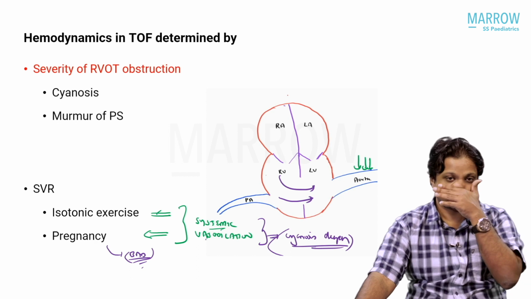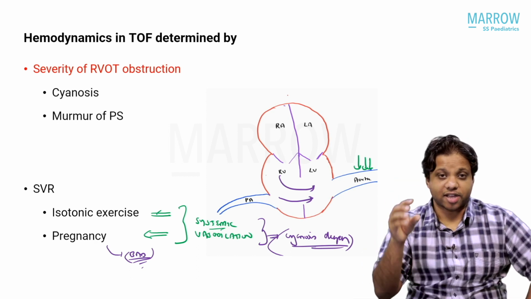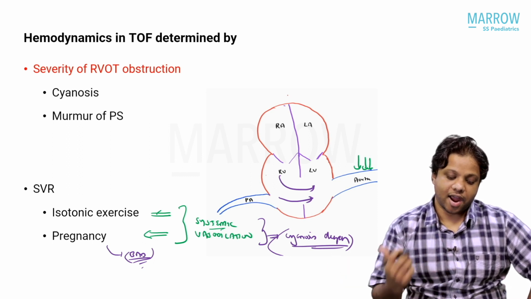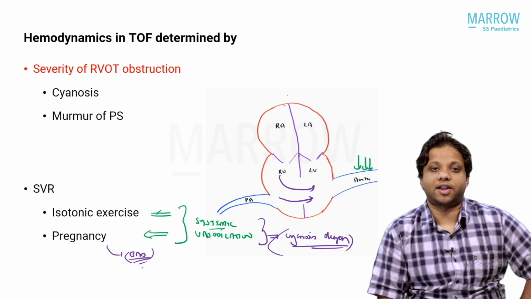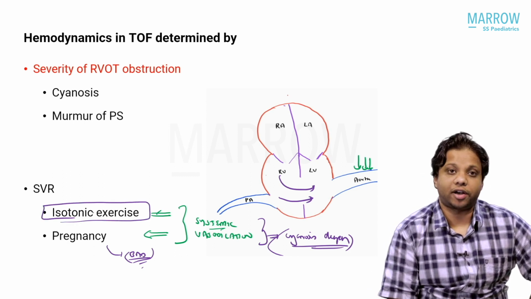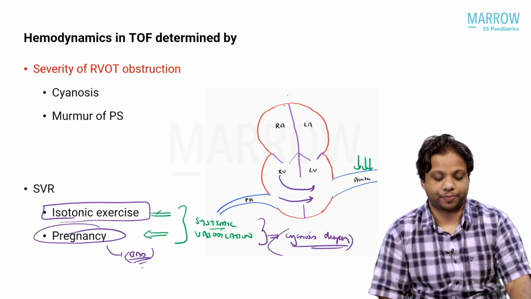So remember, whenever you have isotonic exercise or pregnancy, both cause systemic vasodilation. When systemic vasodilation occurs, aortic pressure falls, there is an increase in right to left shunt, increase in cyanosis, and as a result, you have hypoxia and hypercarbia. So again, isotonic exercise is poorly tolerated in TOF. Pregnancy has a very bad maternal as well as fetal outcome.